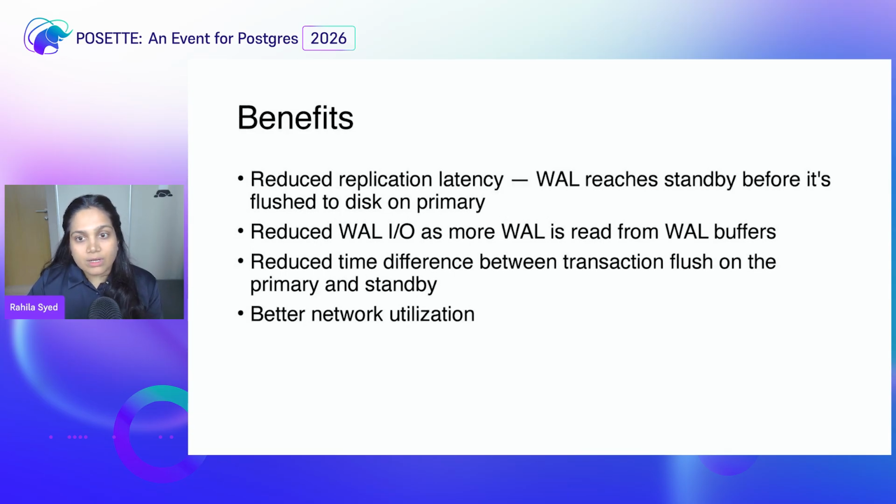What are the benefits? This will result in reduced application latency, especially when the WAL reaches standby before it is flushed to disk on the primary. WAL data flows through the shared memory buffers rather than requiring disk round trips, so there is reduced disk I/O. There is reduced time difference between transaction flush on the primary and the standby, since the WAL records are continuously being sent. For large transactions, this means that most of the transaction's WAL records are already sent to the standby by the time the transaction is committed and WAL is flushed on primary.